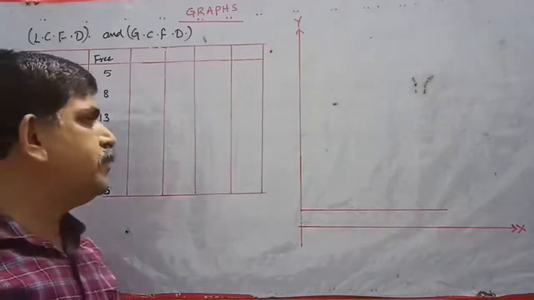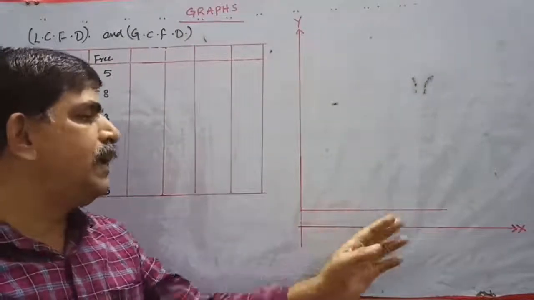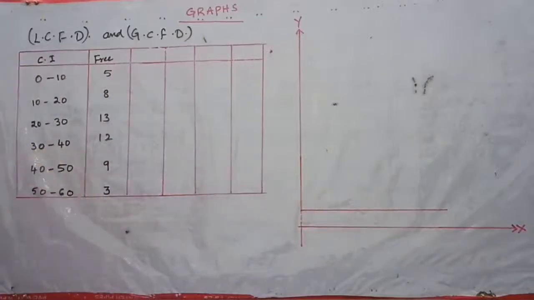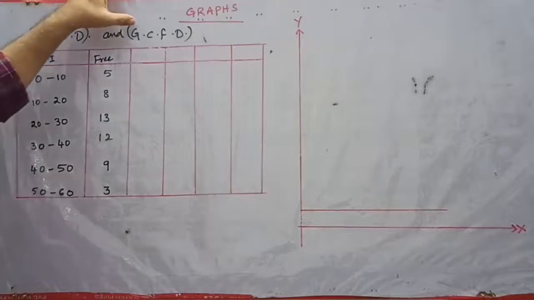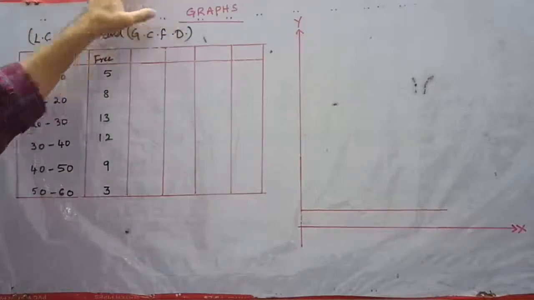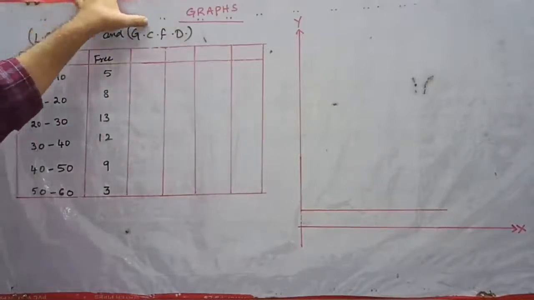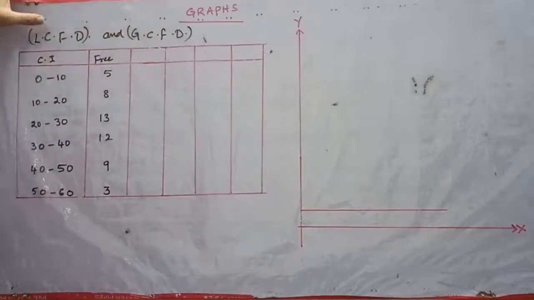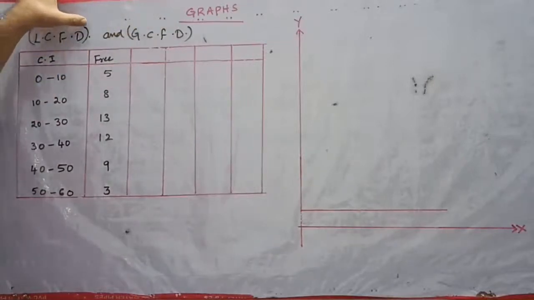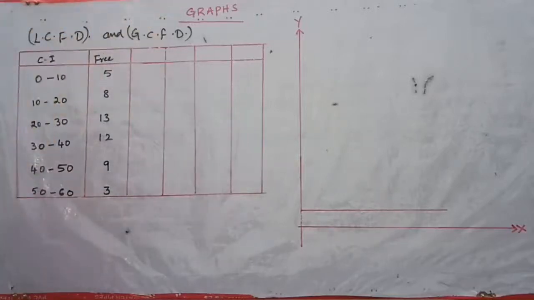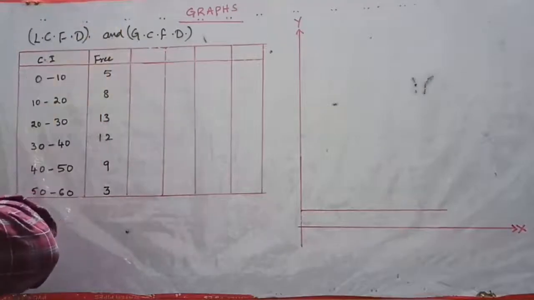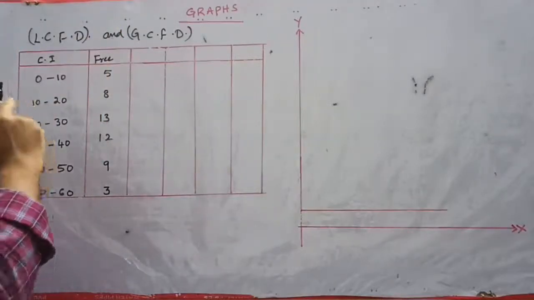Okay. Before we start to draw the graphs, we need to find the distribution tables. So what are distribution tables? We have two types of distribution tables. Those are less than cumulative frequency distribution and greater than cumulative frequency distribution, LCFD and GCFD. LCFD is less than cumulative frequency distribution. GCFD is greater than cumulative frequency distribution. Right?